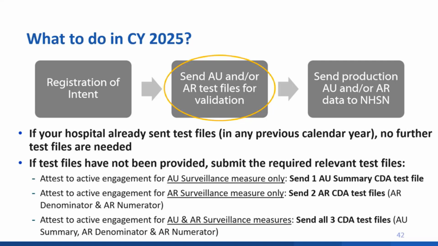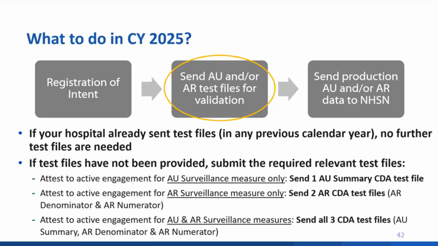To attest to active engagement for the AR surveillance measure only, send two test files. That includes the antimicrobial resistance numerator CDA, also known as the AR event, and the antimicrobial resistance denominator CDA, also known as the AR summary files.